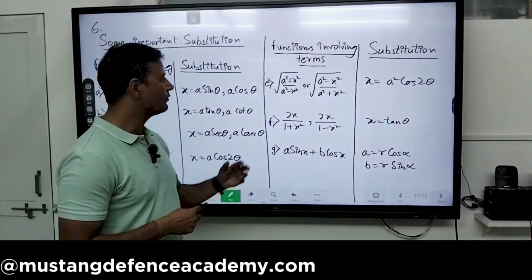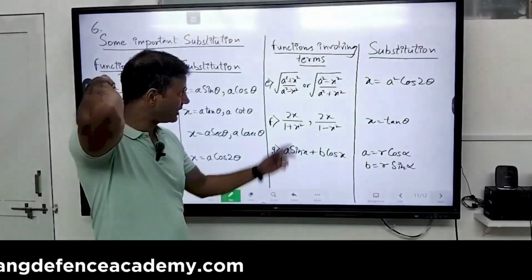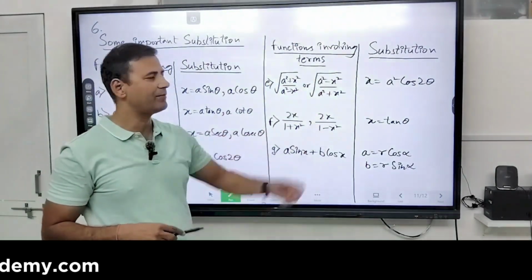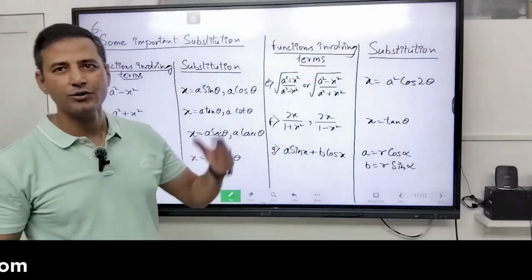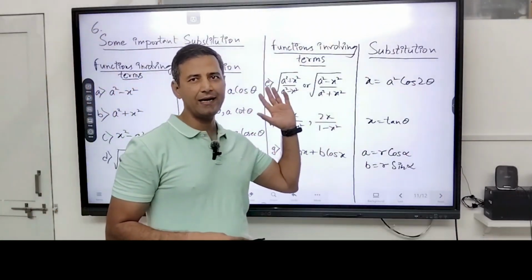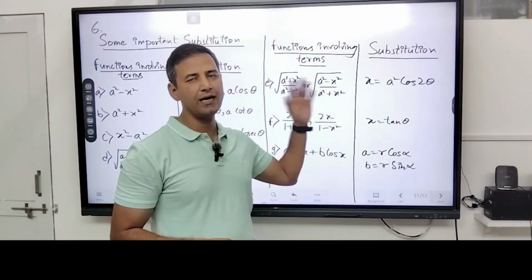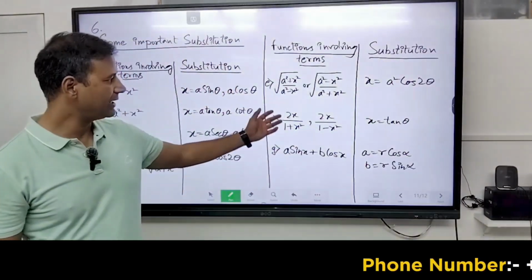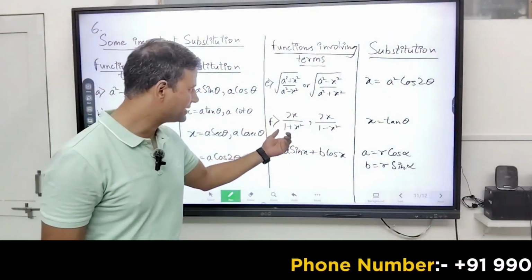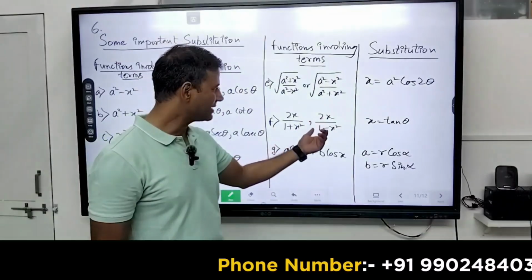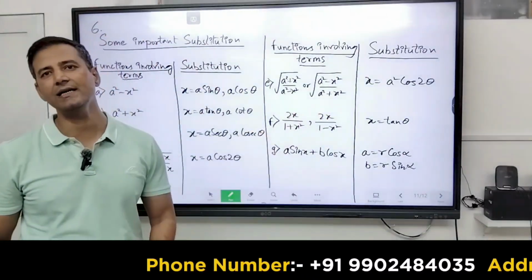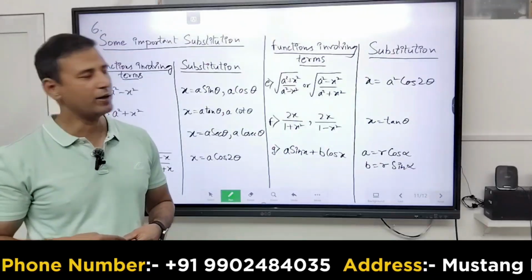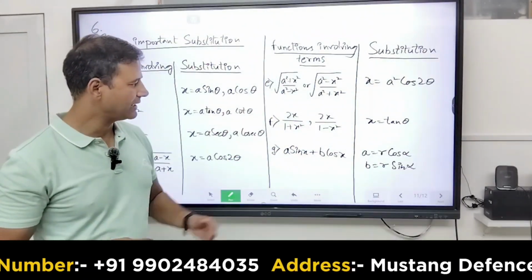So if the function involves a squared plus x squared upon a squared minus x squared, or a squared minus x squared upon a squared plus x squared, the same thing. There we have taken a cos 2 theta, here you take x squared is a squared cos 2 theta. Similarly, if it is 2x upon 1 plus x squared or 2x upon 1 minus x squared, just take x is equal to tan theta. Then this will get simplified.